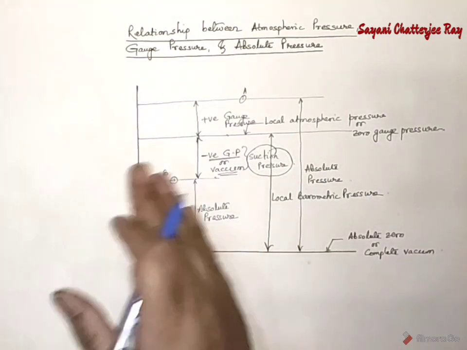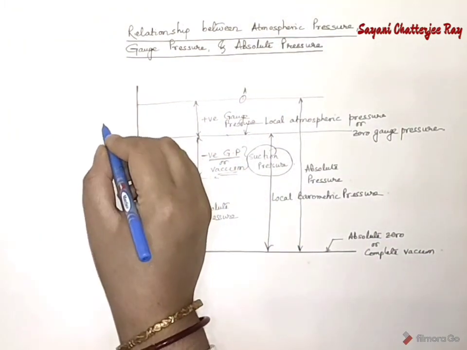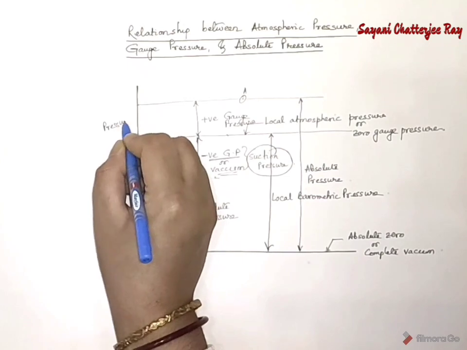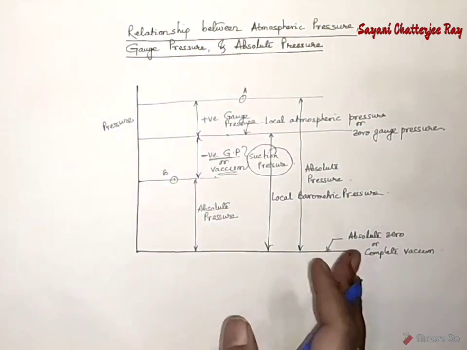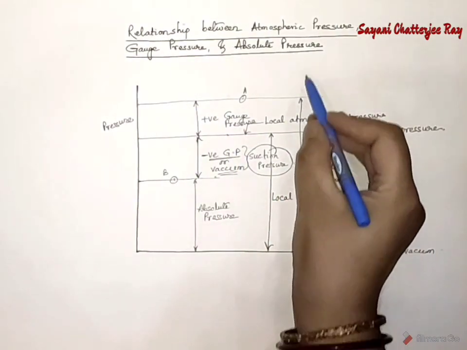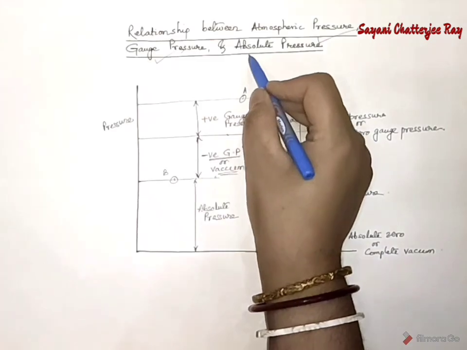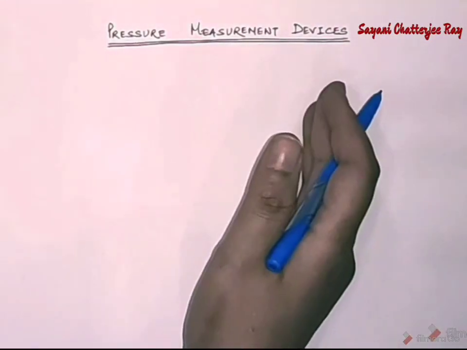So this is done with reference to this absolute zero or complete vacuum and this pressure. This part is pressure and this part is the absolute zero or complete vacuum. So we have established the relationship between the atmospheric pressure, the gauge pressure and the absolute pressure. Next we will be learning about the pressure measurement devices.